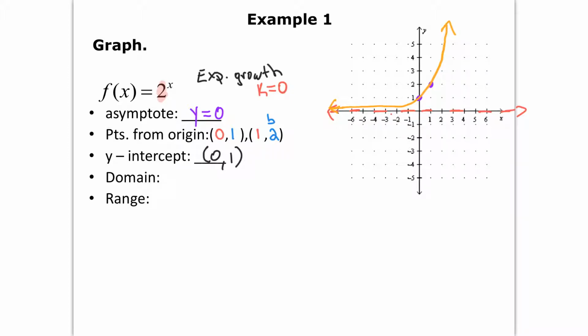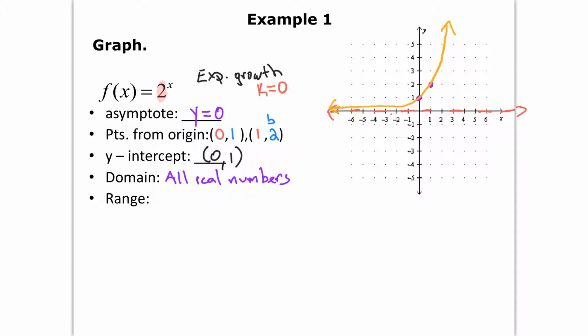When you have an exponential function, the domain is all real numbers. So I'm just going to write that down. That means that all the x values work. The graph goes this way to the negative numbers, so it is negative infinity. And then it goes this way to the right, and it keeps going up to the right, and it's positive infinity. That's all real numbers.